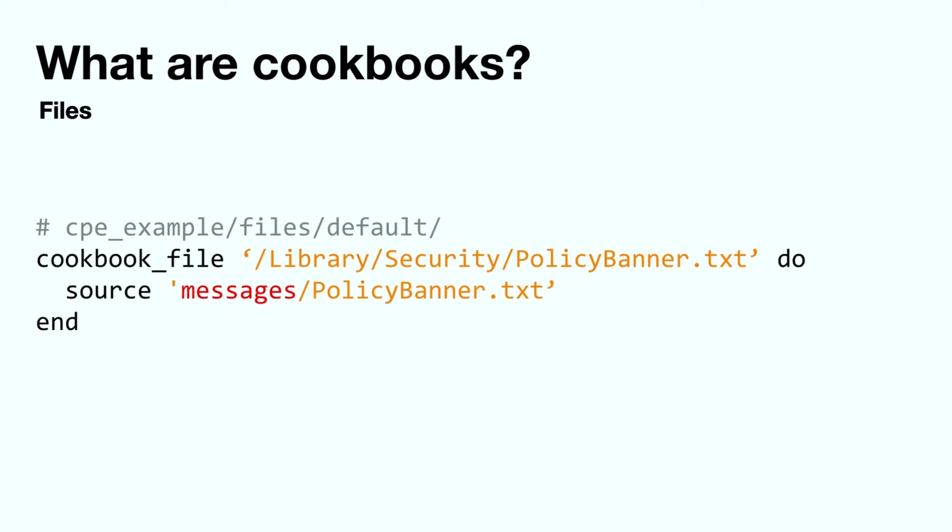And then it also looks in files/default/messages, and then for the file. So in the previous example, policy banner was just chilling in the default folder, but now it's in default/messages, and then policy banner. So it lets you organize things. Otherwise, you might have a cookbook that has a bazillion files all sitting in one folder, and that's no fun. It gets really messy really quick.